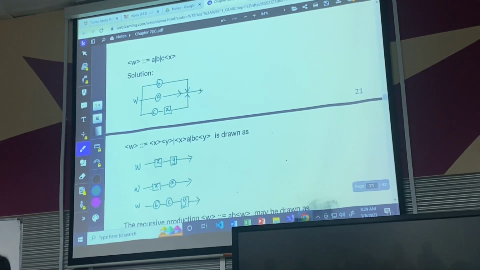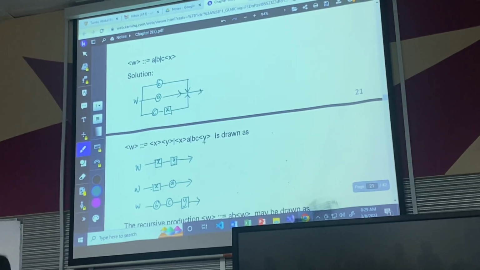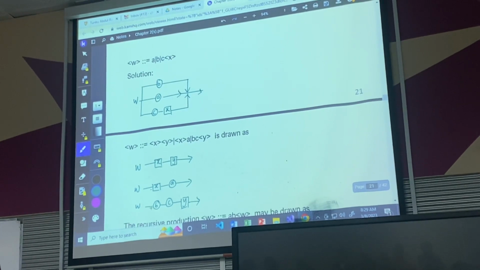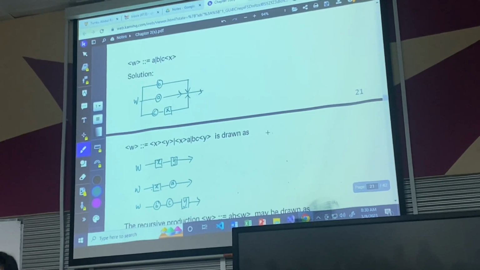So you have XY, 1. Second one, you have XA. A is a terminal. And third one is a substitution with BCY. So here you have BC, terminals in a circle. And Y is a non-terminal, so in a square box. The 3 different syntax diagrams are all substituted from W here. If you want to combine all of them into one like this, also no problem.